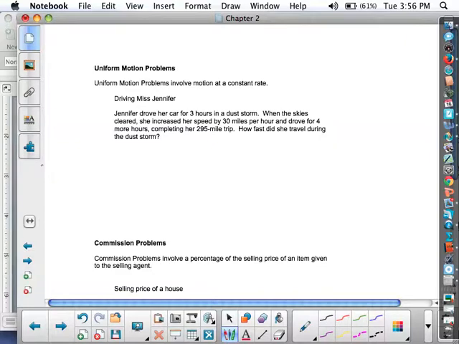Driving Miss Jennifer. Jennifer drove her car for 3 hours in a dust storm. When the skies cleared, she increased her speed by 30 miles per hour. She drove 4 more hours, and she completed a 295-mile trip. So how fast was she traveling in the dust storm? So you have two conditions here. One is her driving during the dust storm. The other, when it was clear skies.